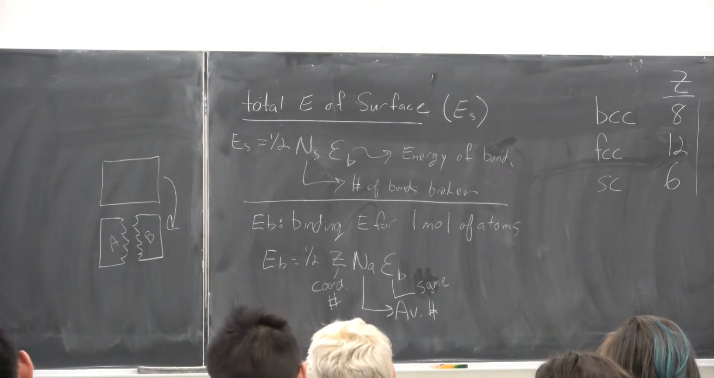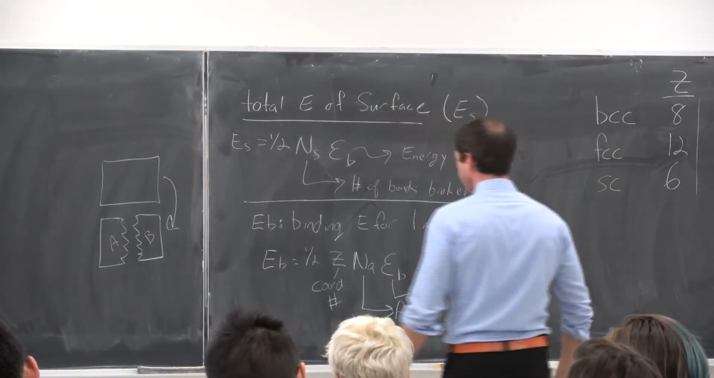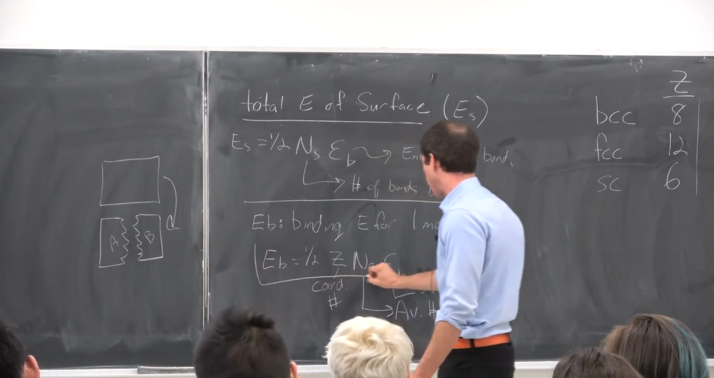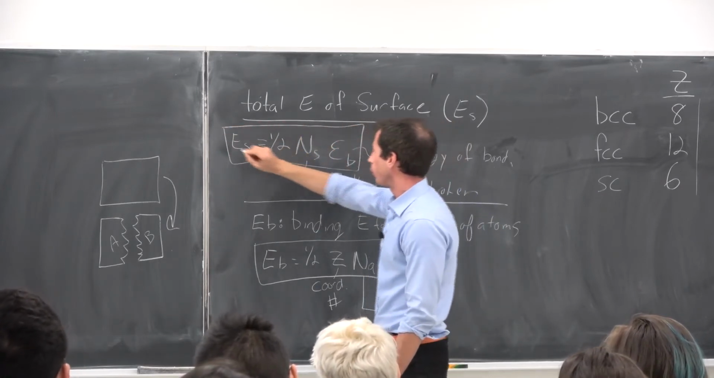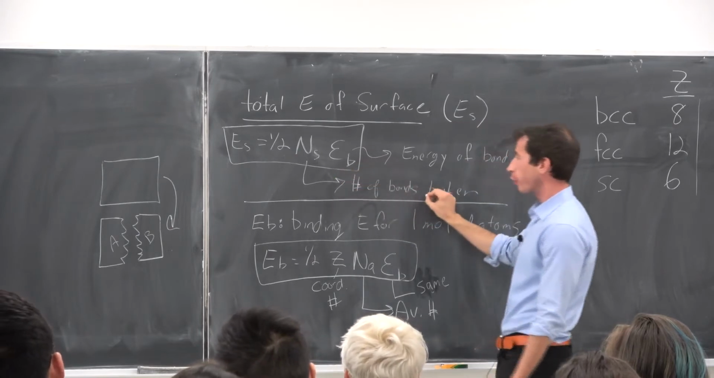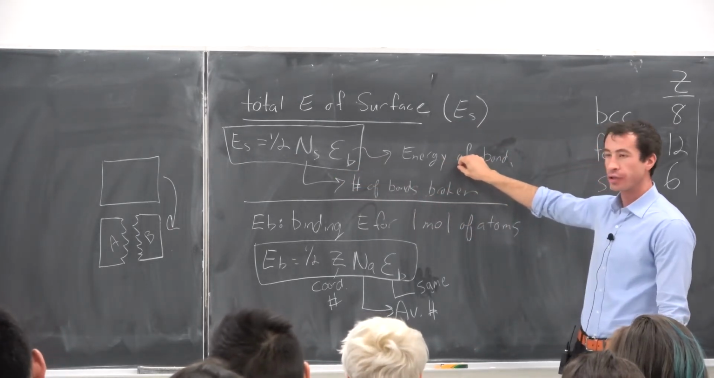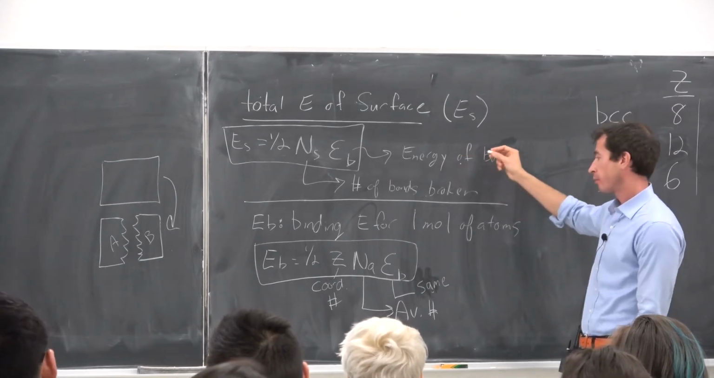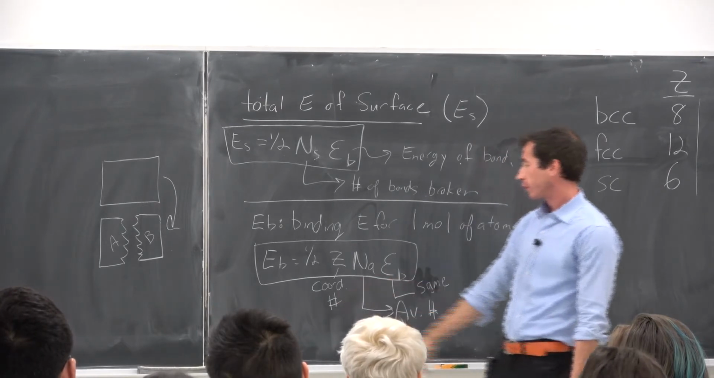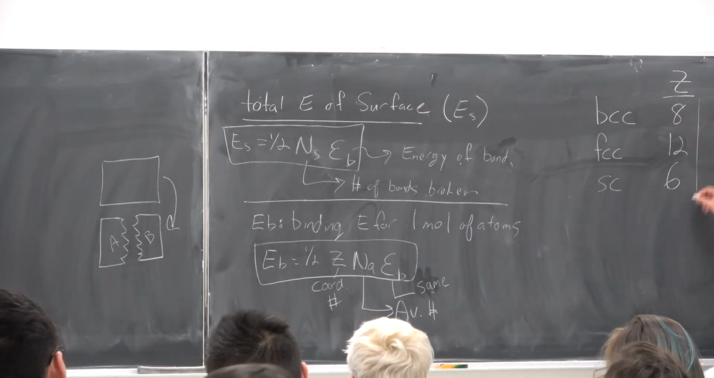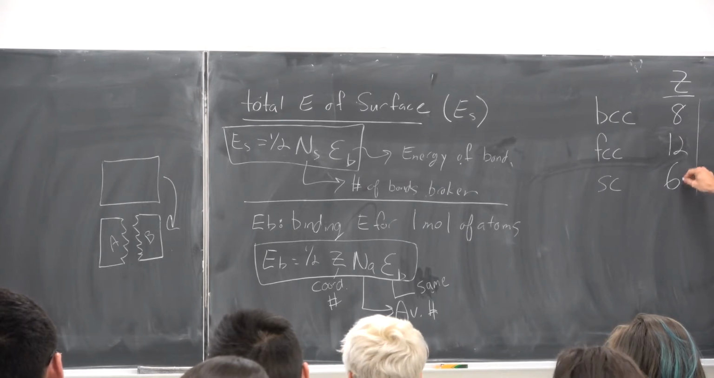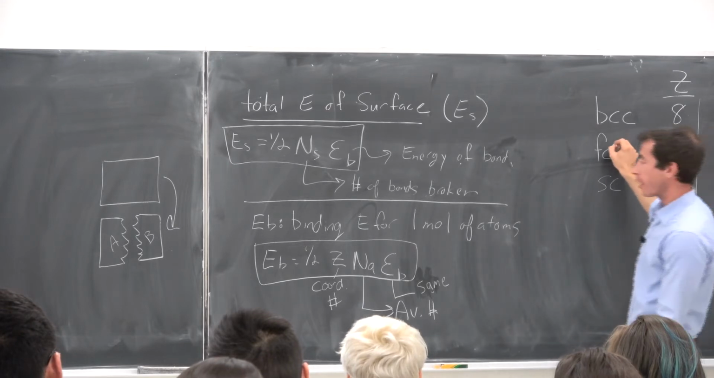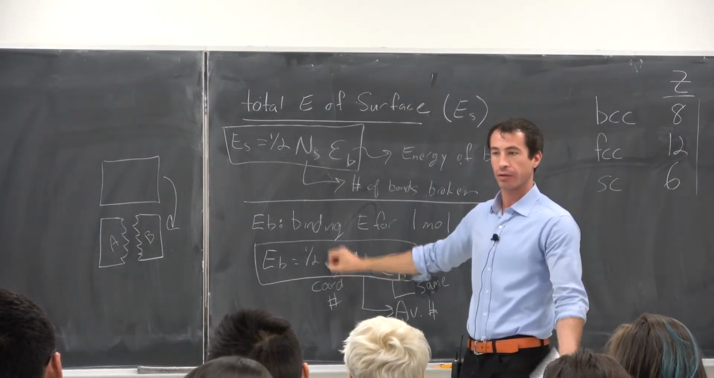Okay. So when are we going to have a high surface system? So when will this go up? Well, whenever you have a lot of bonds broken or a high energy bond to begin with, right? Or when you have a very coordinated system. So for the exact same system of, for example, FCC versus simple cubic, it's going to be a higher energy system for FCC versus simple cubic because your coordination number has increased if you cleave that bond.